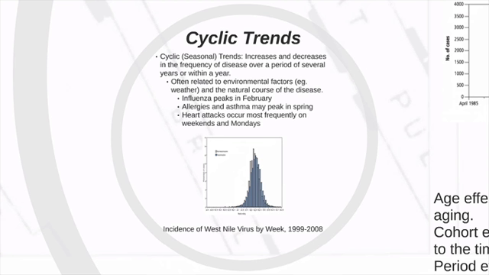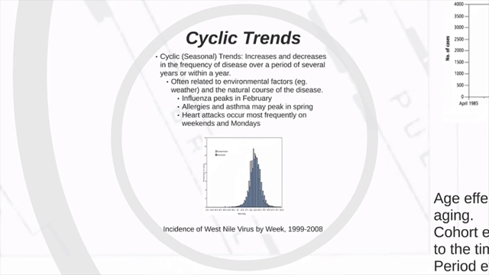Okay, so cyclic trends are one specific way that we can characterize time, and cyclic or seasonal trends are the increases and decreases in the frequency of disease over a period of several years or within a year. Often diseases that have cyclic trends are related to environmental factors as well as the natural course of disease.